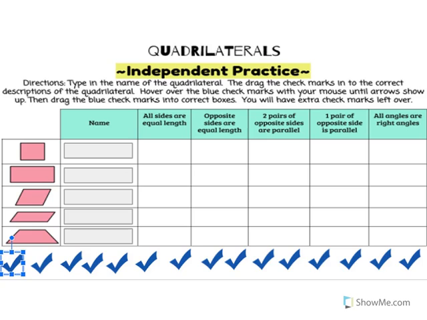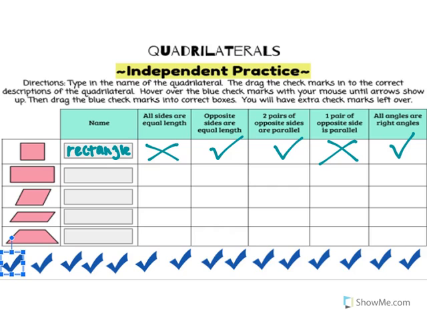Now, I want to do this real fast. It's a quick review. What is this shape right here? It's hard to see, but this is a rectangle. Some of you might want to say it's a square, but it's a rectangle. So are all the sides equal length? No. Opposite sides are equal length? Yes. Two pairs of opposite sides are parallel? Yep. One pair of opposite sides are parallel? Nope, it had two. All angles are right angles? Yep, so it's a rectangle.